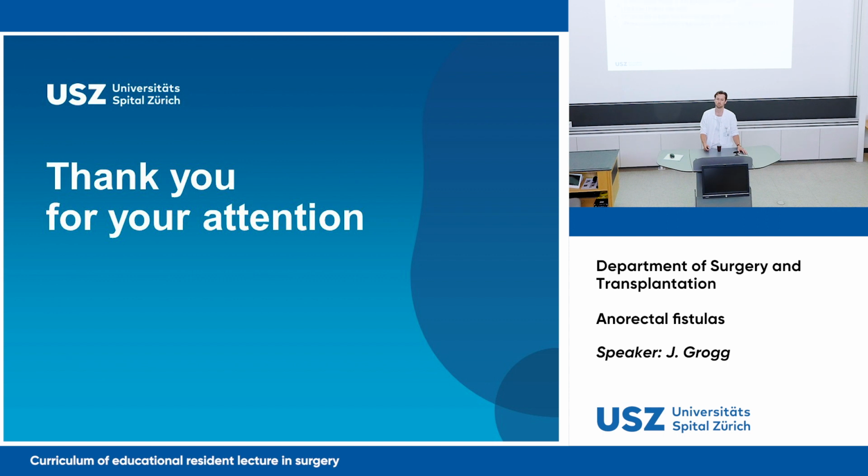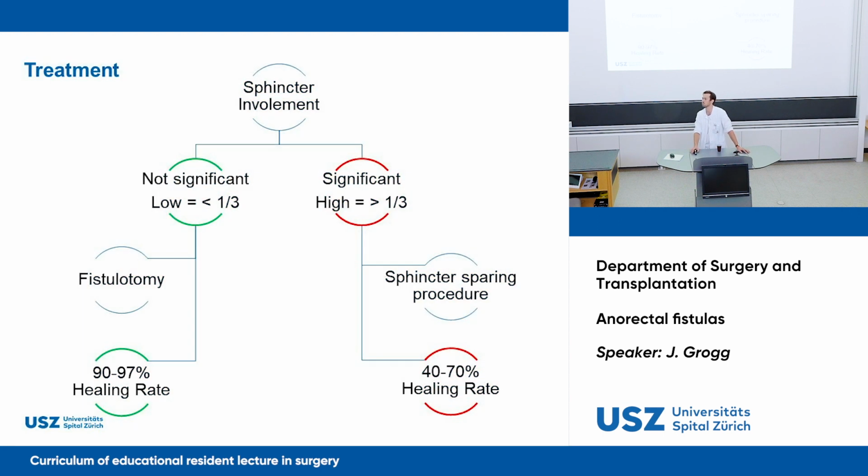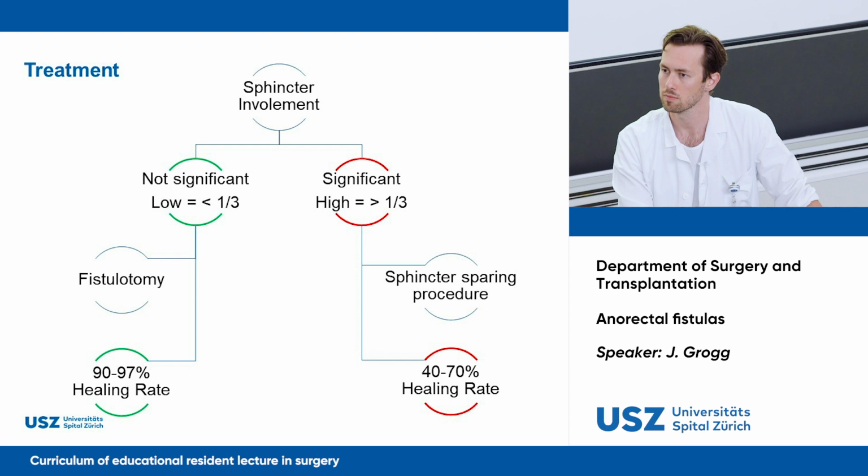The question is just how much sphincter is involved. If you do your fistulotomy too high, your patients will be incontinent. So one of the modifications that came up within the last 15 years was to do fistulotomy on essentially all patients and then go for primary sphincter reconstruction.